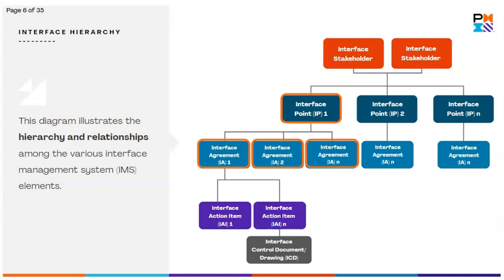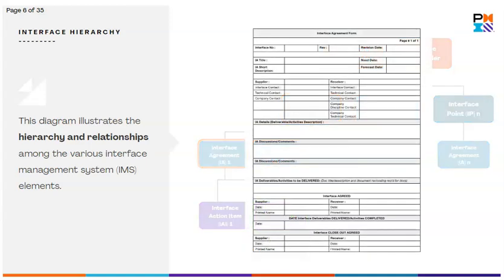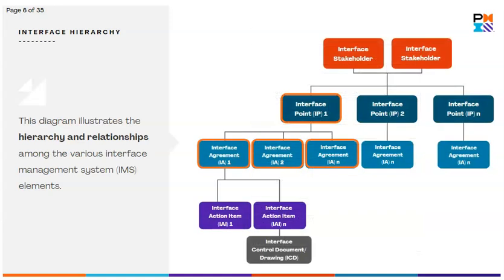Every interface point consists of one or more interfaces and is formalized in an Interface Agreement, or IA, document. This captures all the details about a specific interface, as well as its status in the project lifecycle. As a result, every interface point gives rise to numerous interface agreements.